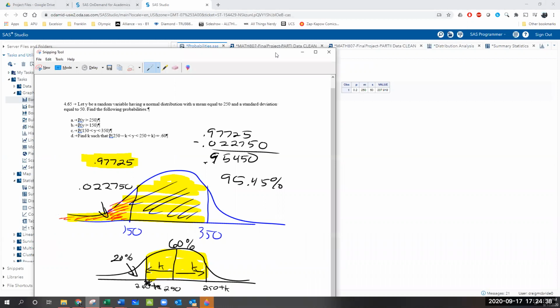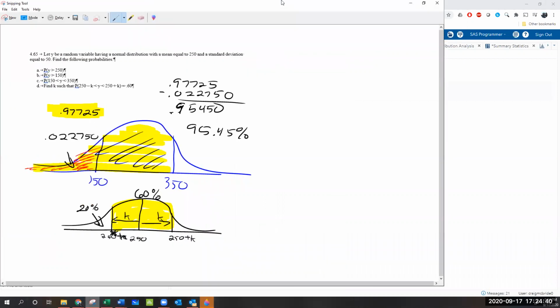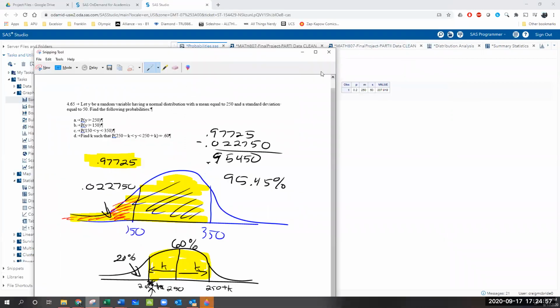So that means that x, right, is 207.919. Well, that's great, but that's not the answer they asked for, right? They want to know what k is.